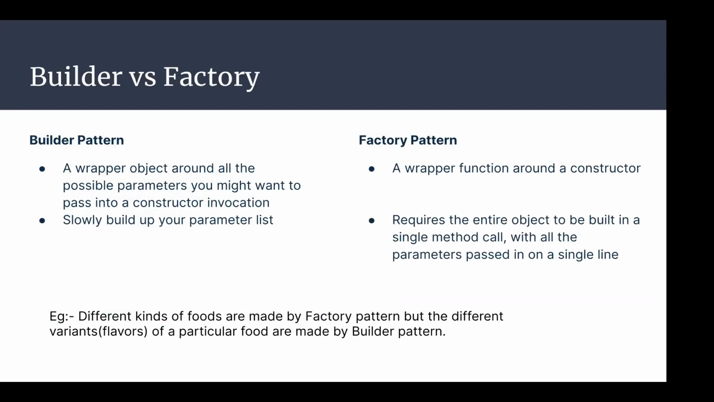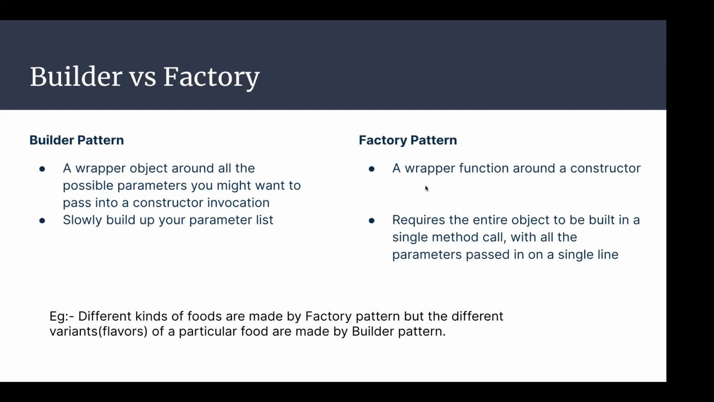And so earlier we mentioned factory method, right? And now we are talking about builder. We have seen a lot of places where people find it difficult to understand the difference between builder and factory. So the difference is that a builder pattern is like a wrapper object around all possible parameters that you want to pass into the constructor. So in our case, it's a wrapper on all the first name, last name, age, address, and phone number.